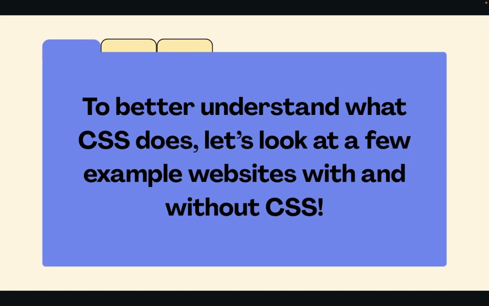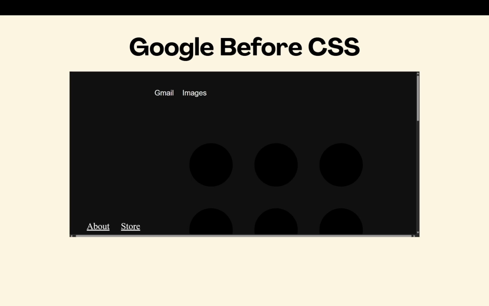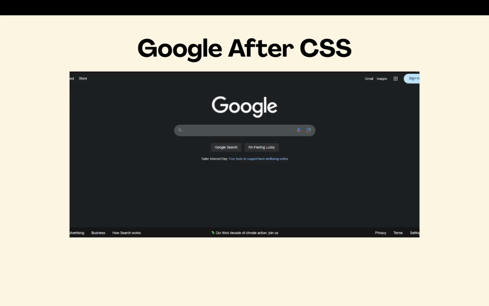To better understand what CSS does, let's look at a few example websites with and without CSS. Here we see a browser web page most of us use every day, although at a glance right now you probably wouldn't recognize it. The page is unmanageable and confusing. However, adding our CSS, we see a familiar site. The search bar reappears and we see our classic logo, Google.